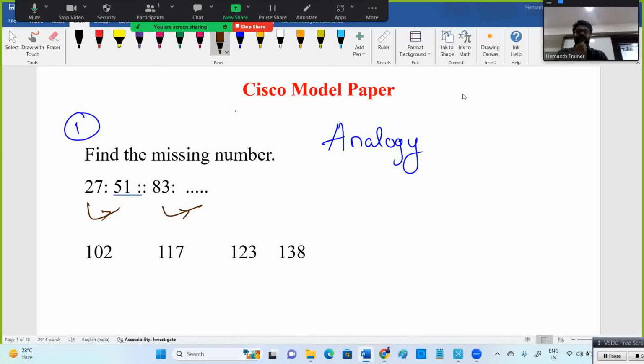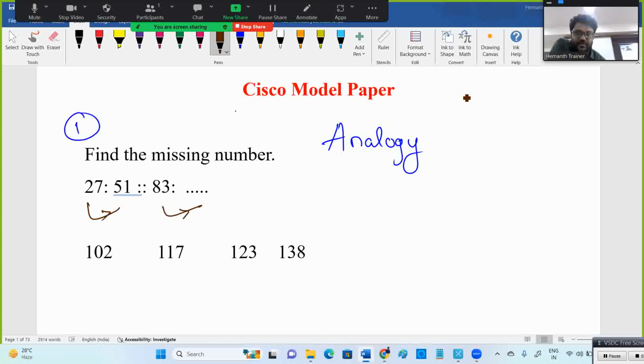27 plus 24 is 51. 83 plus 24 is 107. We don't have 107. What is 5 square? I'm giving you the clue. I have just given the clue, now think about it. 5 square.